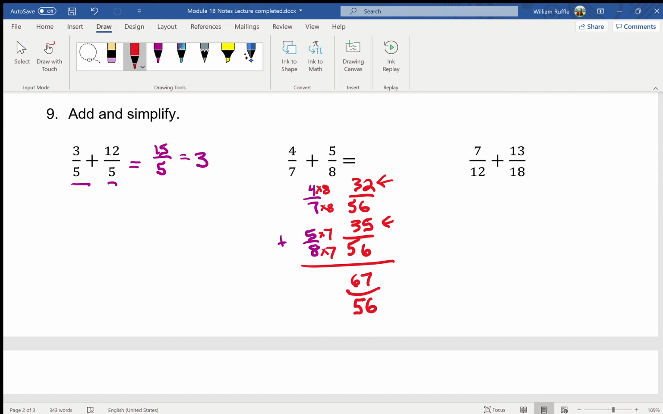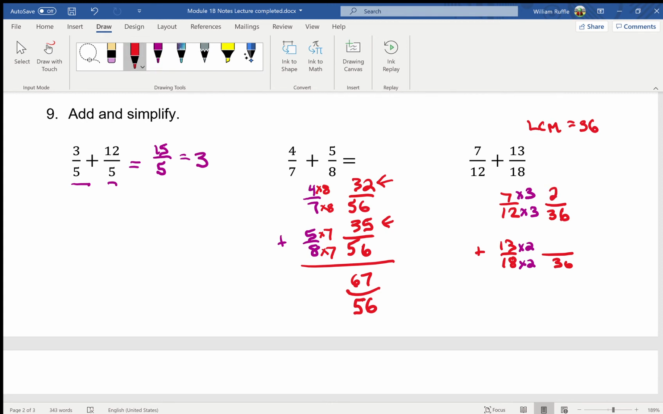Now, 12 and 18, I would definitely use your multiplication chart. And when you look at 12 and 18 on it, the first common multiple is 36. So I want to do 7 twelfths plus 13 eighteenths. And I want to convert both to something over 36. 18 times what is 36? Times 2. 12 times what is 36? And now times it by 3. And again, just look at your multiplication chart to see all these things.